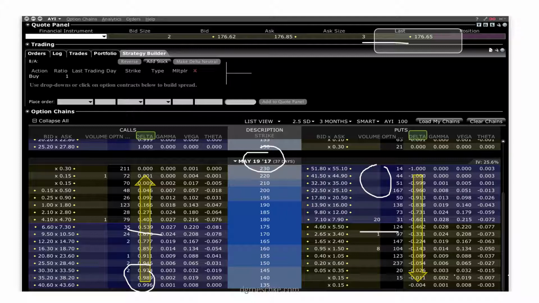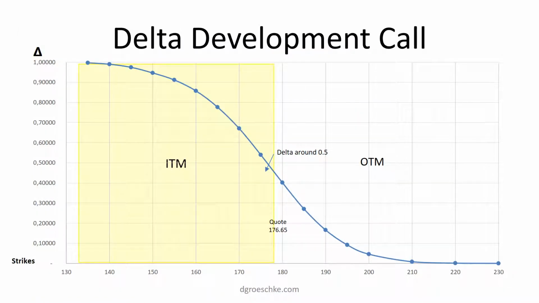Options in the money beyond the 1 standard deviation level, that's beyond 190 for puts and below 165 for calls, are very deep in the money and are very reactive to the next $1 increase or decrease in IE stock price. The following is a chart where we plotted the delta values of the call options on the option chain you saw on the previous slide.